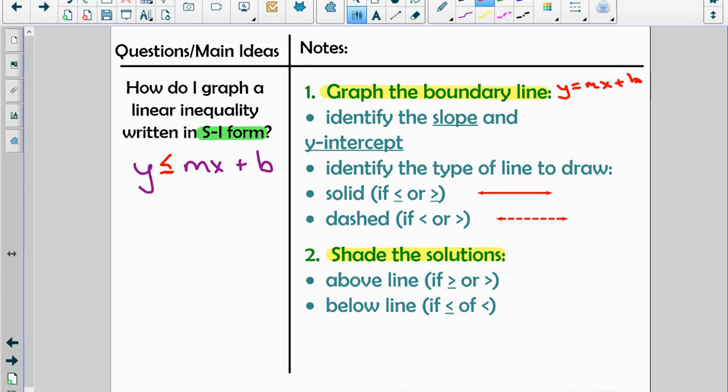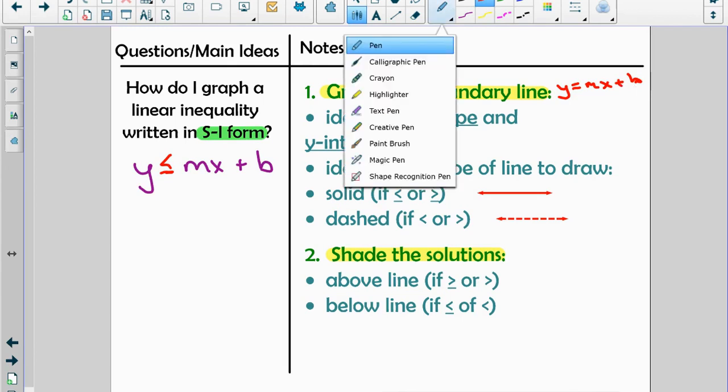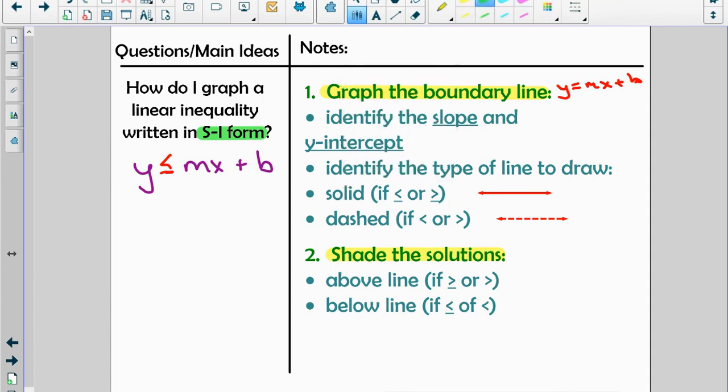But before you actually draw the line, there are two different types of lines that we have to look out for. There are solid lines, and we use a solid line if the inequality has the little bar underneath it. Remember that that little bar in the inequality symbol means or equal to. So if either inequality symbol has the or equal to part of it in our linear inequality, we want to graph a solid boundary line, just like a regular line.